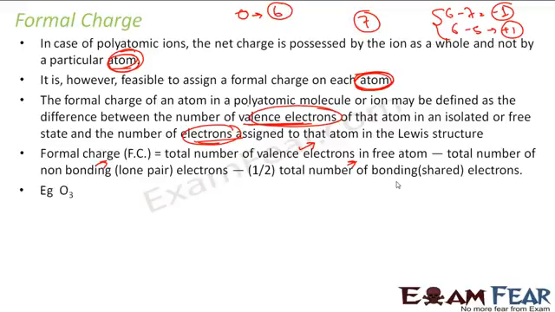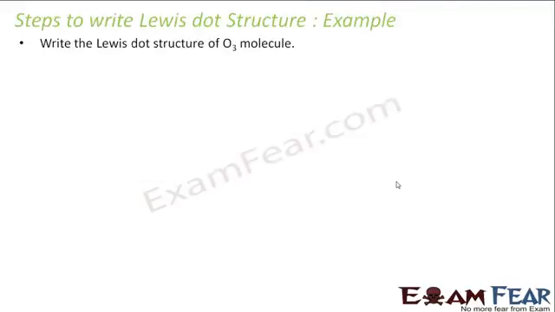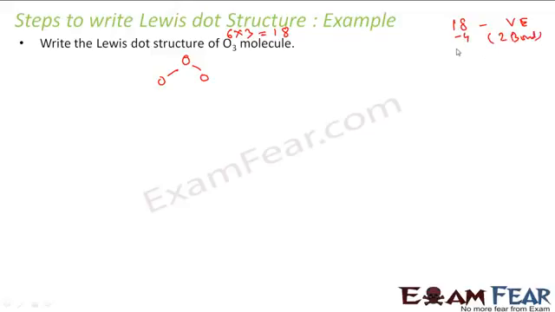The example is O3. Let's draw the structure of the O3 molecule. Oxygen has 6 valence electrons each, so 6 into 3 gives 18 valence electrons in total. Let's draw an oxygen with 2 bonds. For 2 bonds we consume 4 electrons, so we are left with 14 electrons.